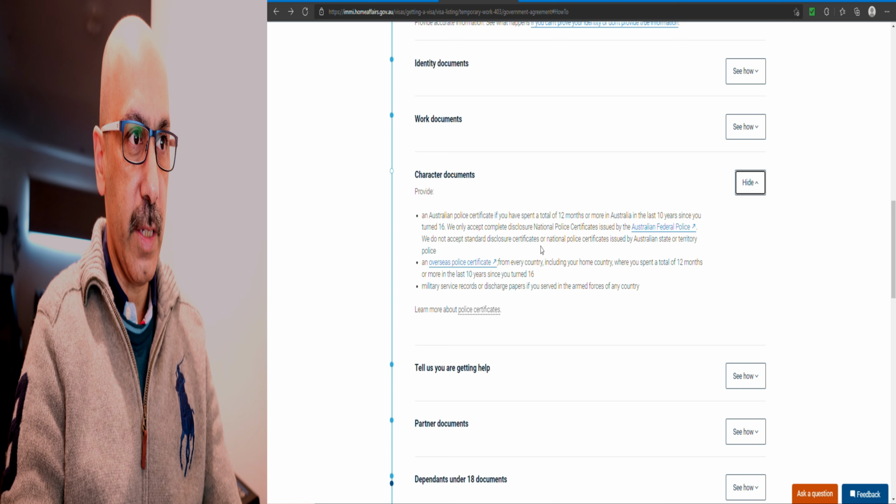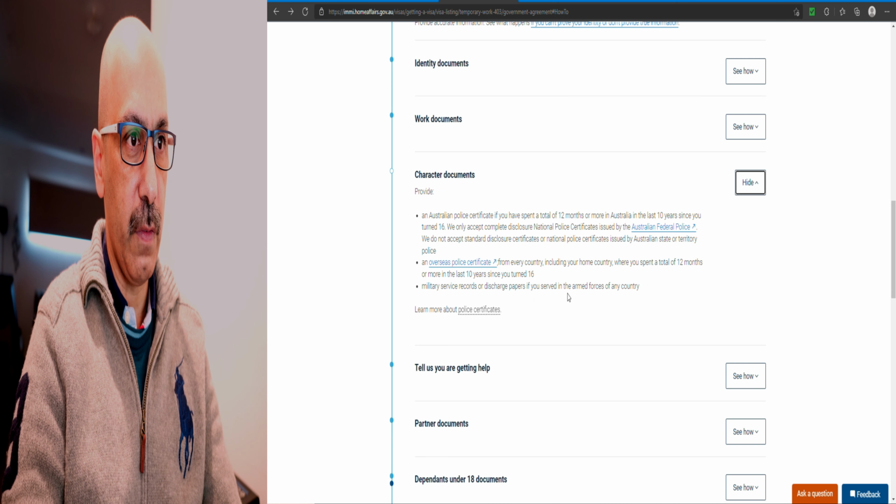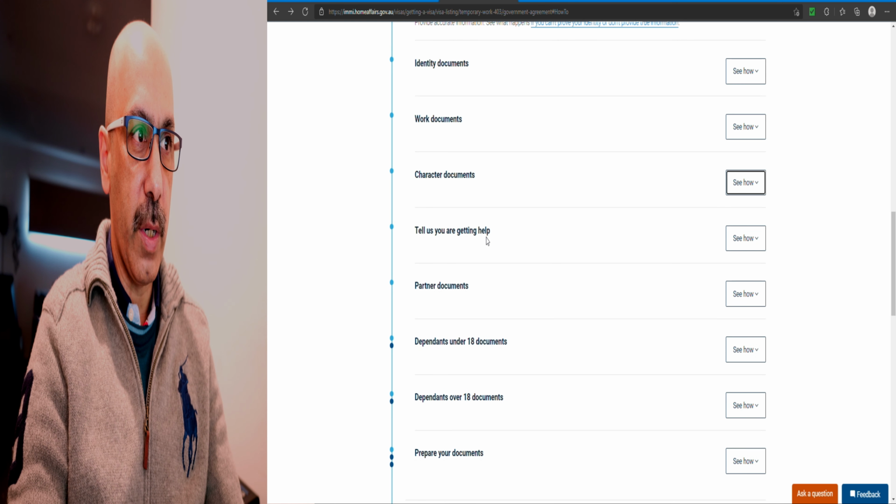We do not accept standard disclosure certificate or national police certificate. Also an overseas police certificate from every country, including your home country, where you spent a total of 12 months or more in the last 10 years since you have turned 16. Military service record or discharge paper if you have served in the armed force of any country.